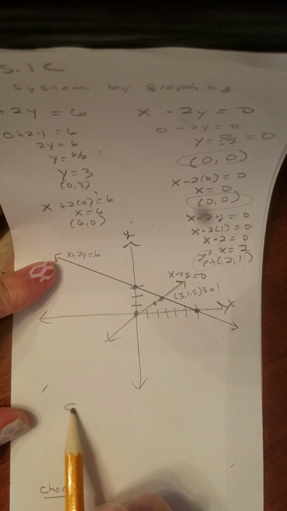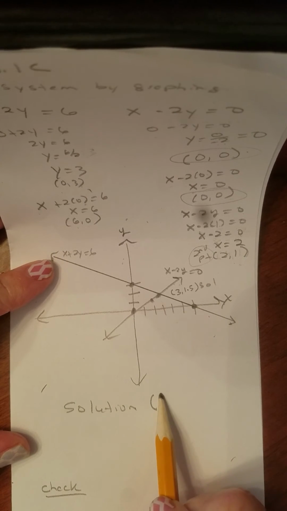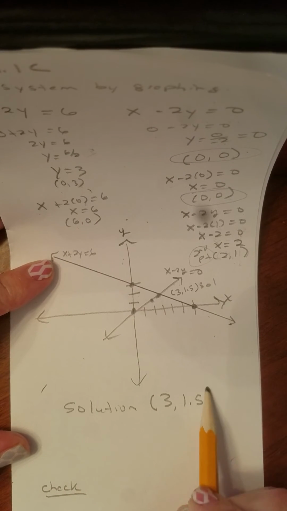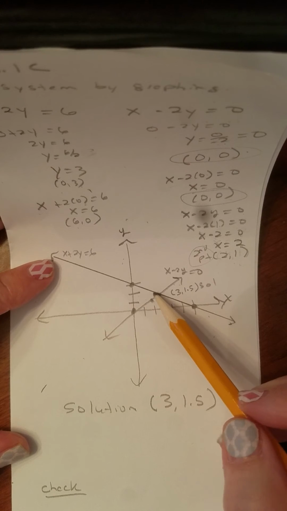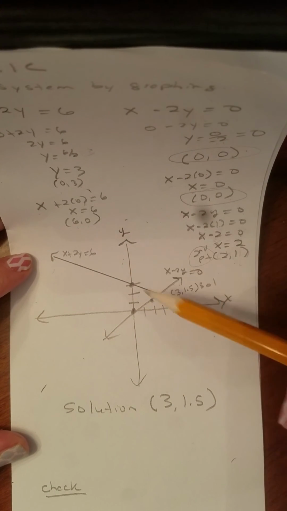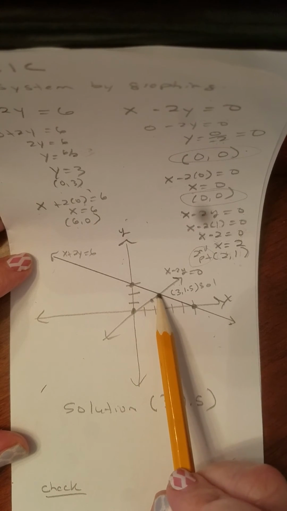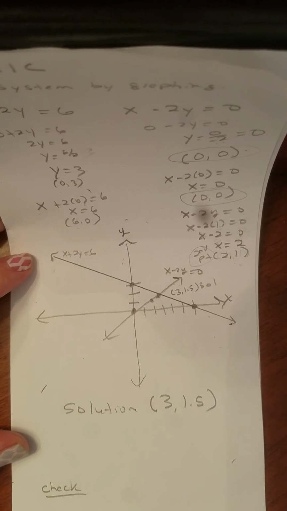All right, so your solution is 3 and 1.5, because that's the only point that would work for both equations. Now, I kind of know what it is here, so I'm just using a rough graph. But again, I'm going to say you have to use graph paper to get the exact point, okay?